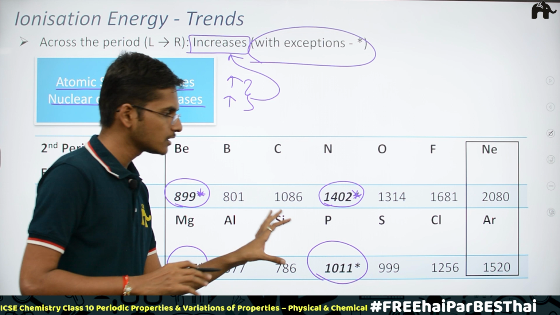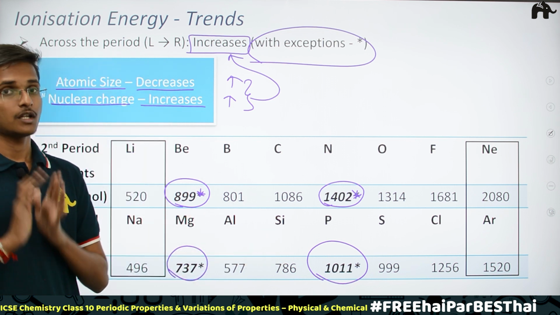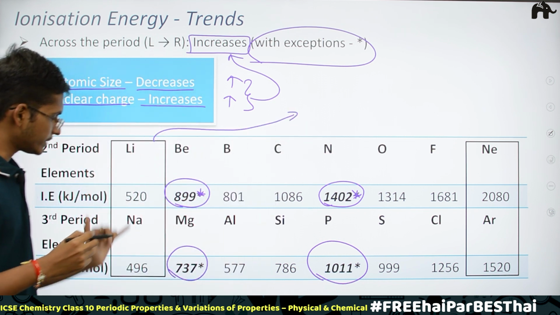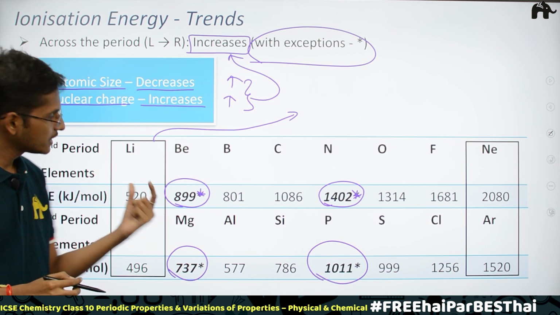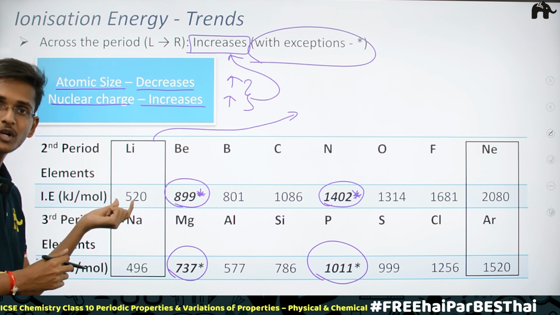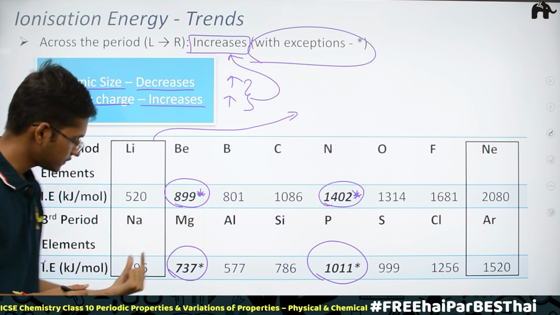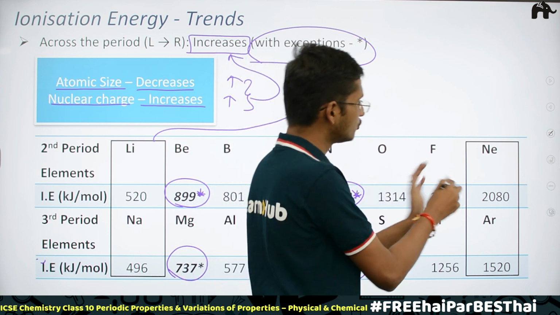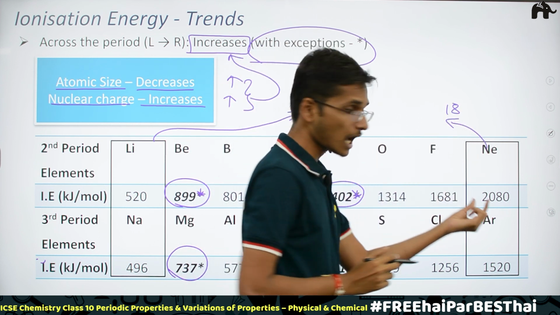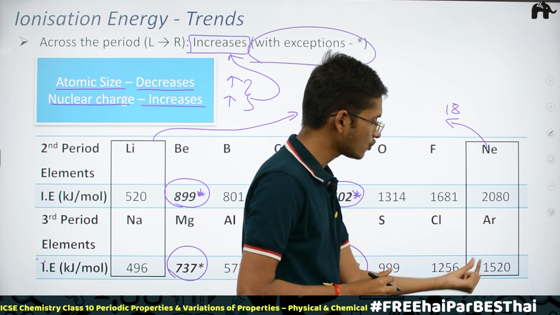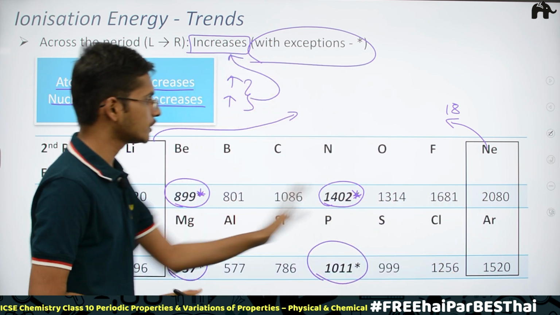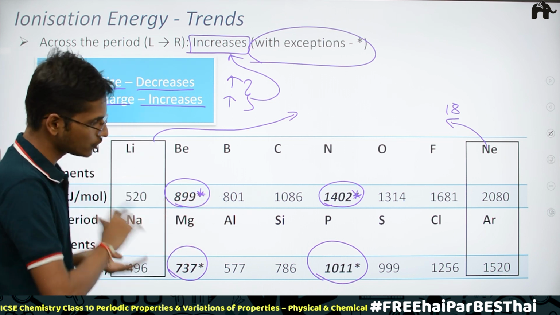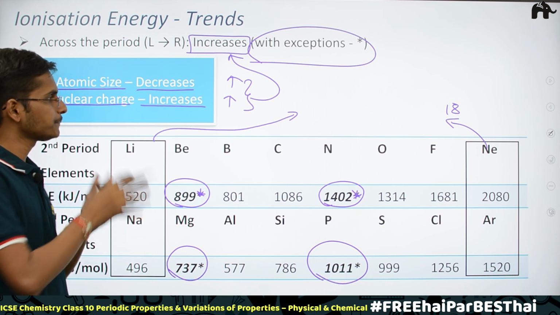Okay, the rest of the elements would show a gradual increase in ionization energy. Now, very important, one more thing. You can observe that throughout the period, the least ionization energy is possessed by the group 1 elements: 520 in this case, and in this case sodium has 496. Throughout the period, the group 18 elements have the highest ionization energies, 2080, 1520. You can just compare: 2080 is highest among the period 2 elements, and 1520 is highest among the period 3 elements. So this thing you have to remember.